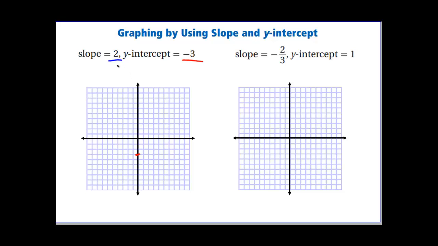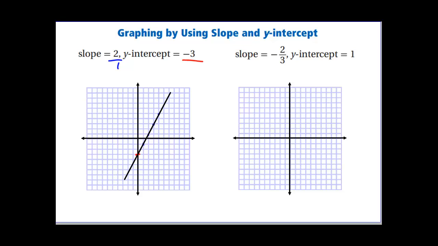So that's 2 over 1. So that means I'm going to go over 1 and up 2, and again, I'm going to repeat this pattern. And we can see that it's going to cross through these points with our line. So if I were to go ahead and draw a line through these points, like so, that's going to be a graph that represents a slope of 2. It crosses at -3, our y-intercept.